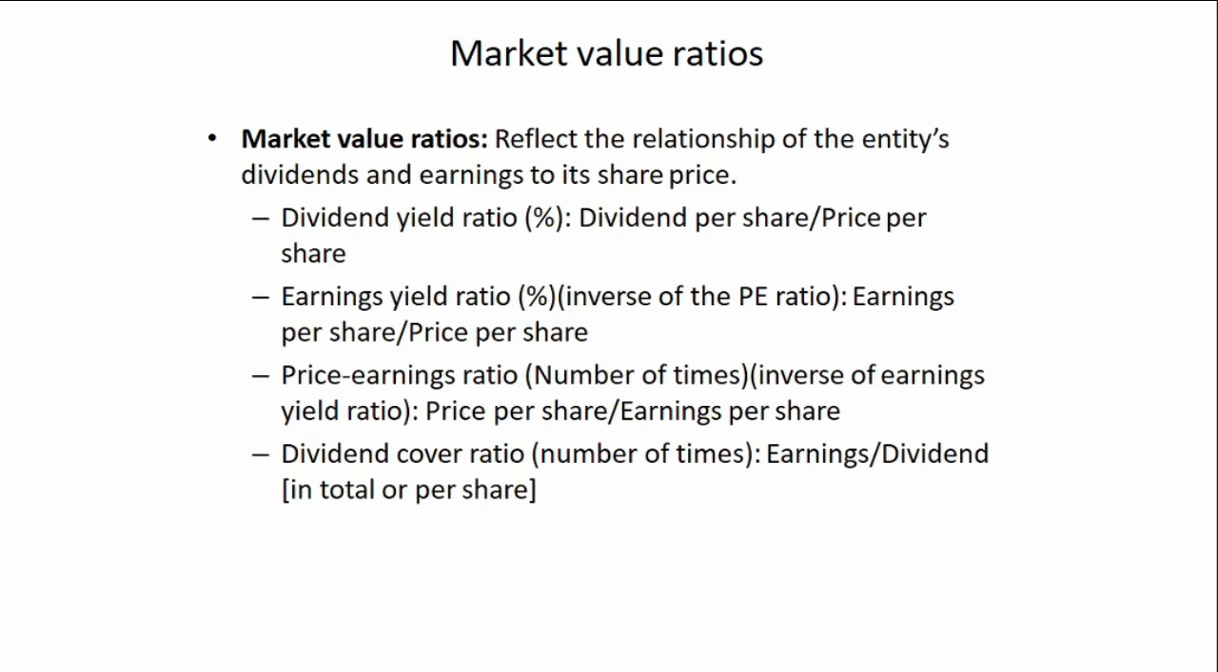Then if we look at our last market ratio, which is our dividend cover ratio, this can be calculated by taking our earnings and dividing that by our dividend, which can be per share or in total. Our dividend cover ratio measures the extent of earnings that are being paid out in the form of dividends.